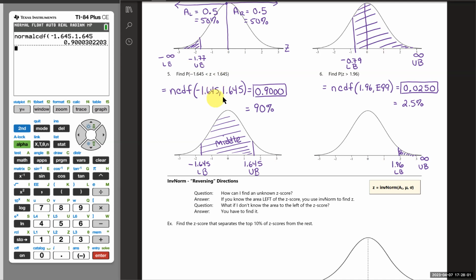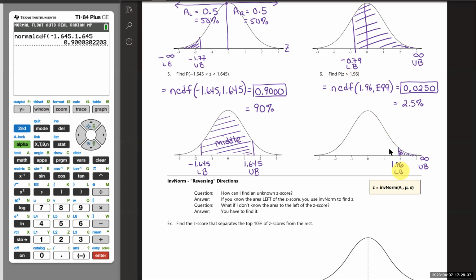So looking for the probability of getting a z-score between 2 values, in that case, we don't have to deal with infinities at all. We just have a lower bound and an upper bound. And in this case, because it's the same value but negative and positive, we could think of that as the middle portion of the graph. If you want to check that one out and enter it, that will end up being 90% of the graph. So the middle 90%.